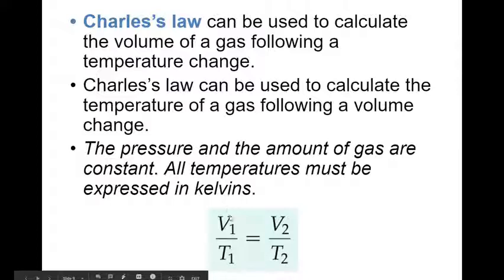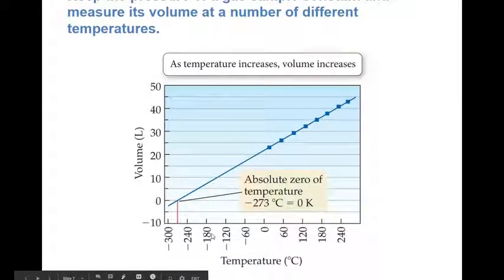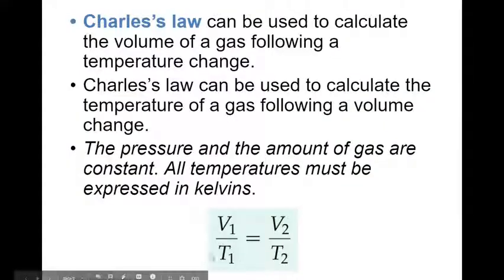So the reason we use Kelvin is because we can have temperatures that are down in the negatives. We don't want a negative T1 to be multiplied over to give us a negative V2. We can't ever get a negative volume.